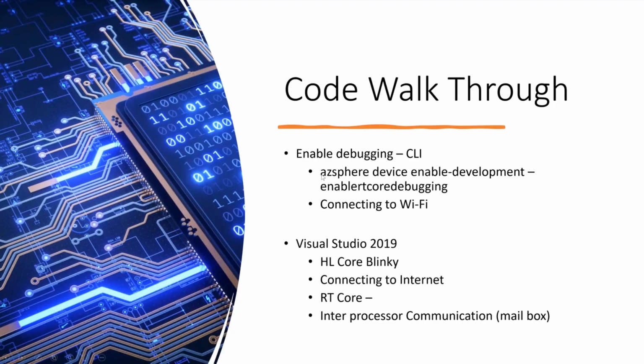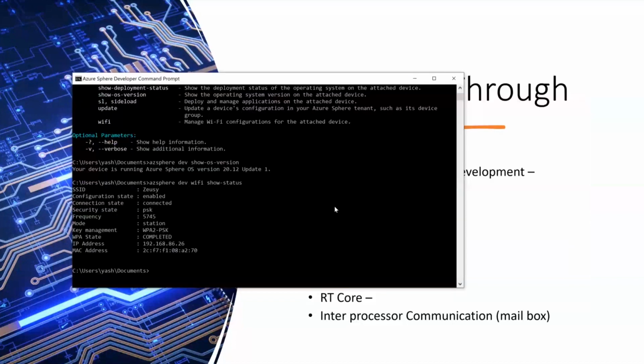The very first thing that you have to do in order to enable debugging is, once you claim your device and once you have registered it to your tenant, you have to enable debugging. In order to enable debugging, you have to run a command in your Azure shell.